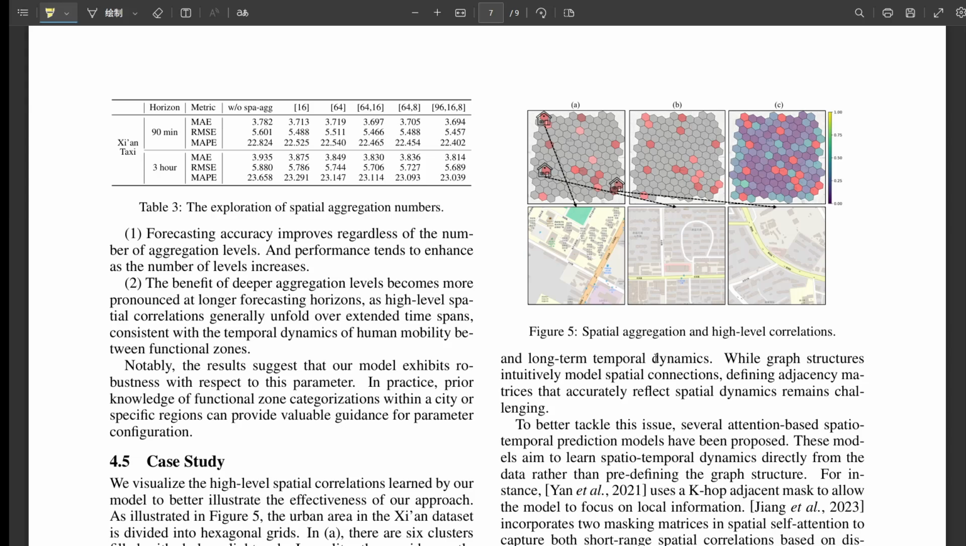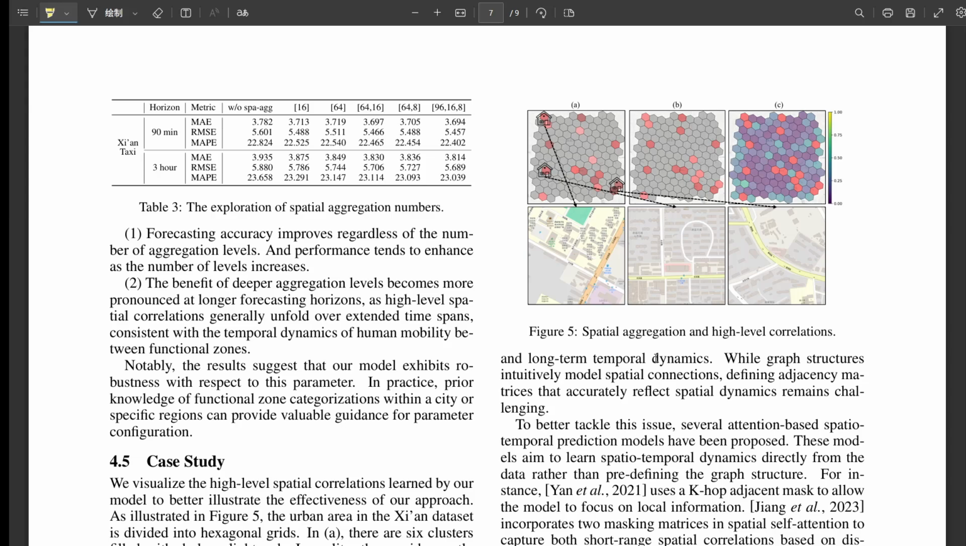Oh, and the parameters data you included, Table 3, adds a bit more evidence for the aggregation idea. It generally showed that using more levels of spatial clustering tended to improve accuracy, particularly for longer-term forecasts. Suggests those broad functional patterns become even more important the further out you try to predict.